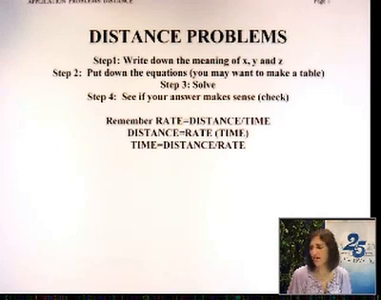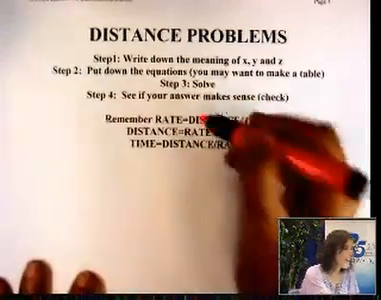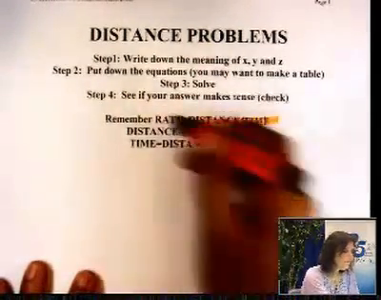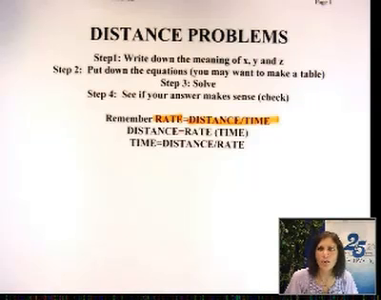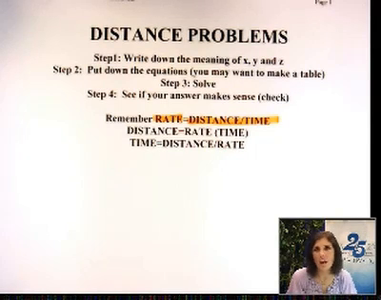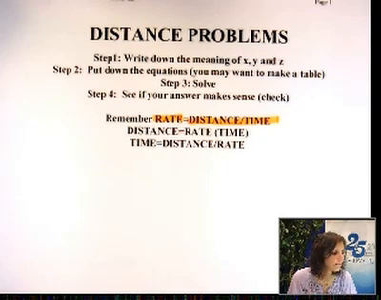Alright, well there are a couple of things you need to remember. Rate is distance over time. One way to remember that is miles per hour. You go miles, that's distance. Per means divided. Time means time. 55 miles per hour. Distance divided by time.